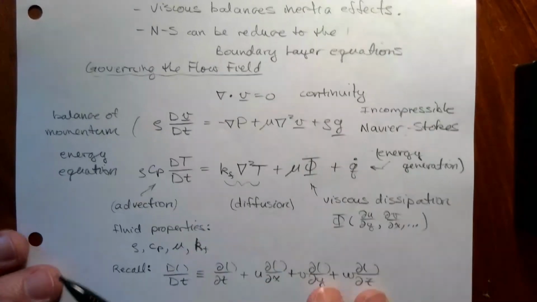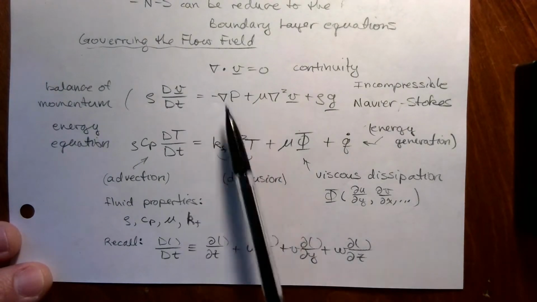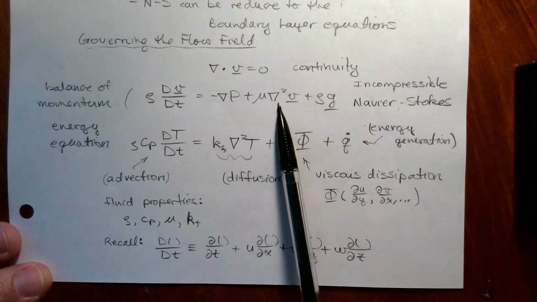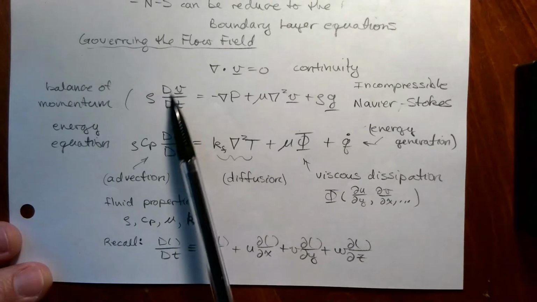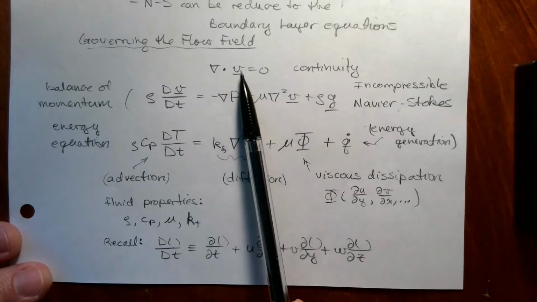If you remember, the material derivative has a local acceleration and a convective acceleration component. So these are nonlinear equations. The pressure gradient affects the solution. This is the viscous term, and this is a body force term. So all of this contributes to a momentum balance of a fluid particle and governs how that particle moves around.